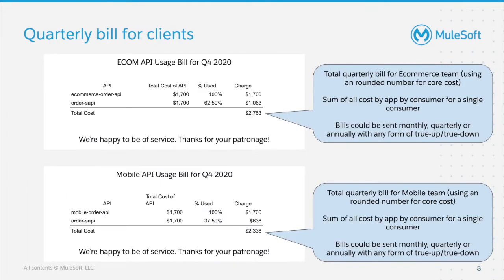Once all the numbers are in place, making a bill is straightforward. You just have to decide how often to send bills, and decide if you want to go with the actuals by the month or some form of standard monthly rate with a true up, true down accounting on a quarterly cadence with your consuming teams. For example, you can see in this visual a quarterly bill for clients, and you can see eCom API usage and mobile API usage billed for Q4 2020.